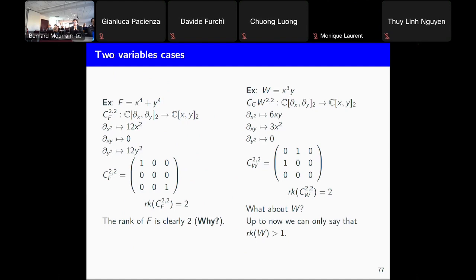What happens here? Here I write down, there are some typos. This 2, 2 should be here. I compute the same catalecticant. And now this catalecticant has rank 2. Okay? And this is coherent with the fact that the 3x3 minors vanish.